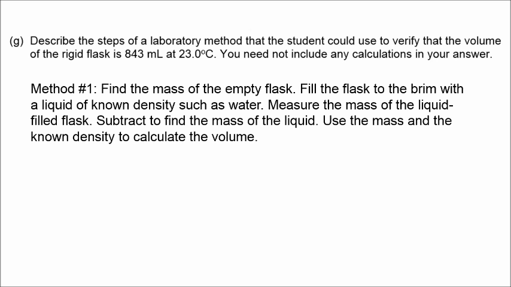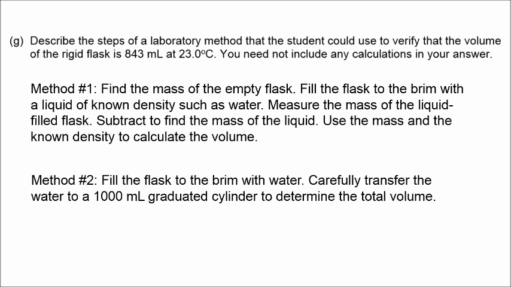Measure the mass of the liquid-filled flask, subtract to find the mass of the liquid, and then use mass and density to calculate volume. Another, simpler method might be to fill that flask to the brim with water and then carefully transfer that water to a 1,000 milliliter graduated cylinder and record the total volume, which is hopefully going to be 843 milliliters.